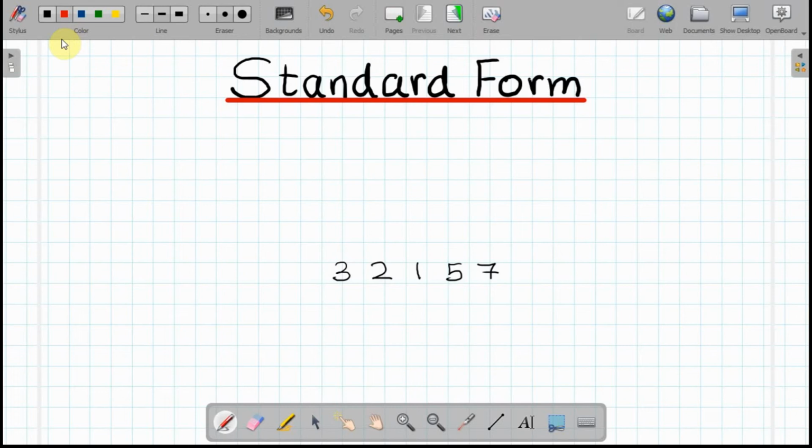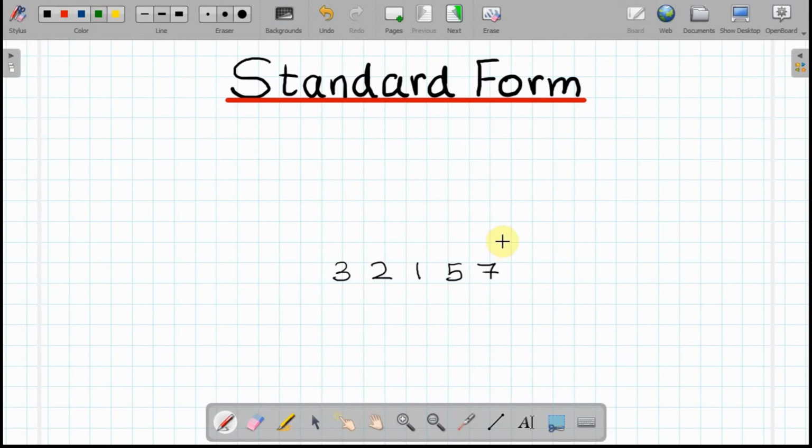We're going to learn how to write an ordinary number in standard form. So we're going to get started with this number over here. Now, in order to do that, the first thing is to try and understand the reason why standard form is written in the manner it is. A number is written in standard form in the form of a unit multiplied by a power of 10. Okay, so let's get started over here.